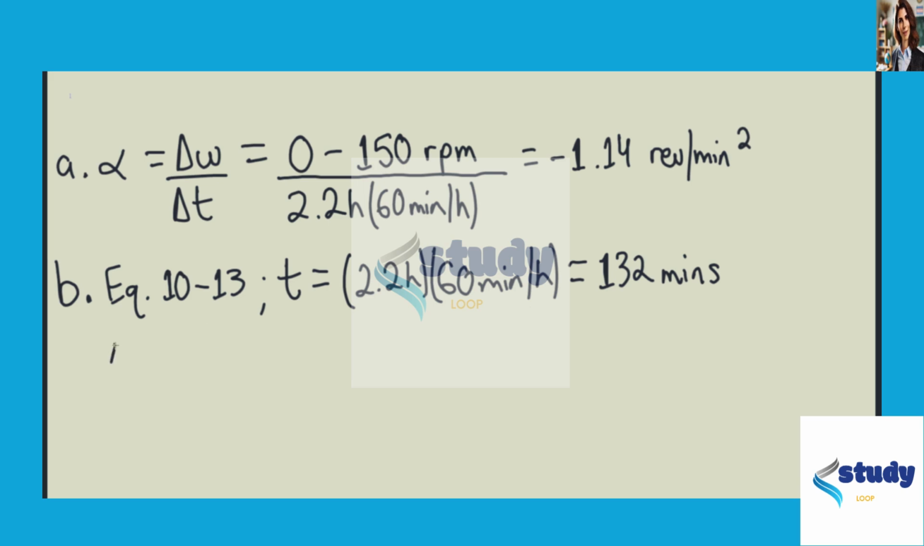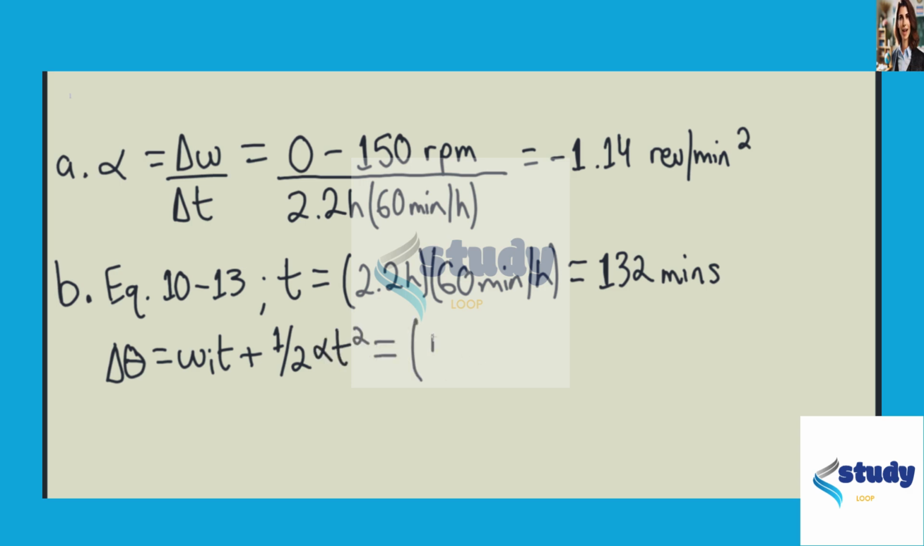And we can say that delta theta would be equal to omega initial t. We know that this is going to be 0. Or rather, in this case, this is going to be the 150 revolutions per minute, because we're trying to see how many revolutions it goes through, essentially, until it comes to a stop. Plus 1/2 alpha t squared.